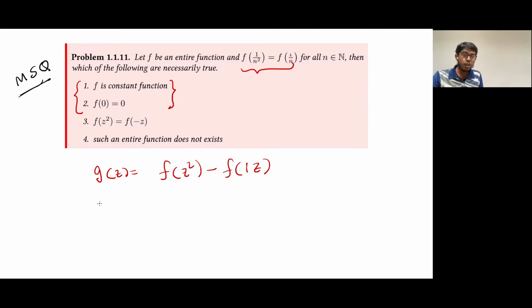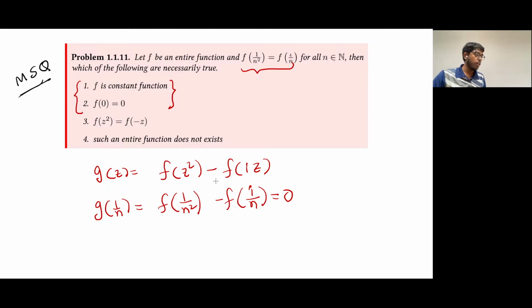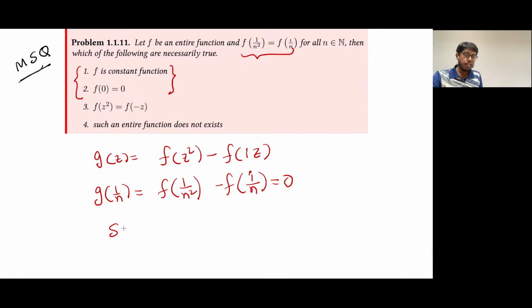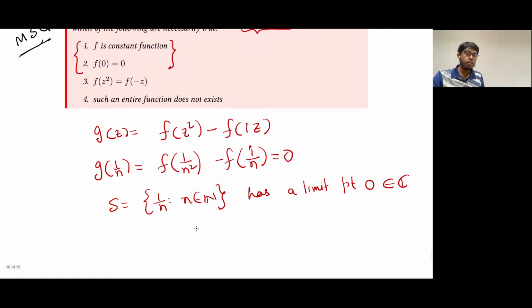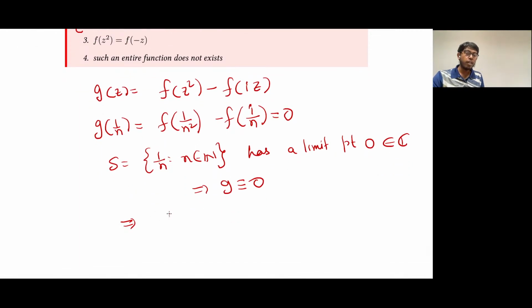Okay, then what is g of 1 by n? g of 1 by n is f of 1 by n square minus f of i by n. That's 0. And if I have S equals 1 by n such that n is in N, then this has a limit point 0, which is in C, and therefore g is identically the 0 function. And therefore, what is f? f of z square equals f of iz. Okay, so we have this.